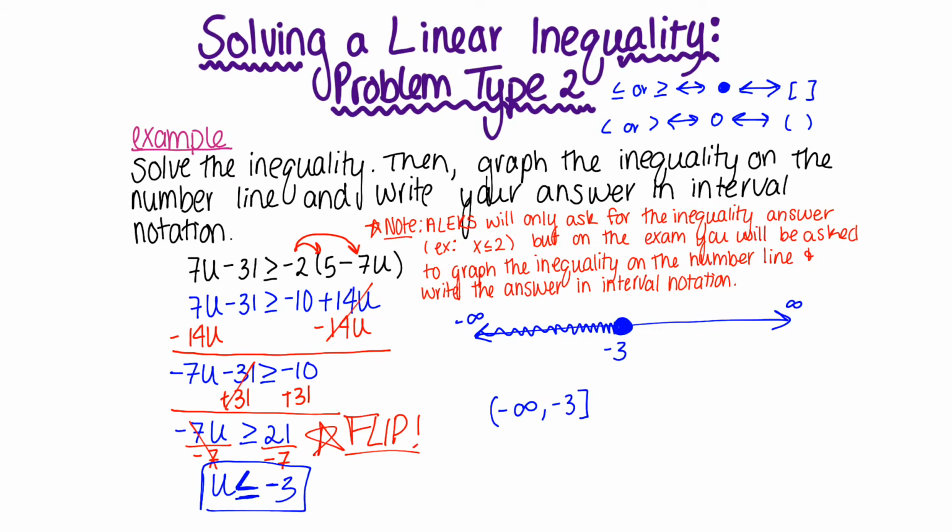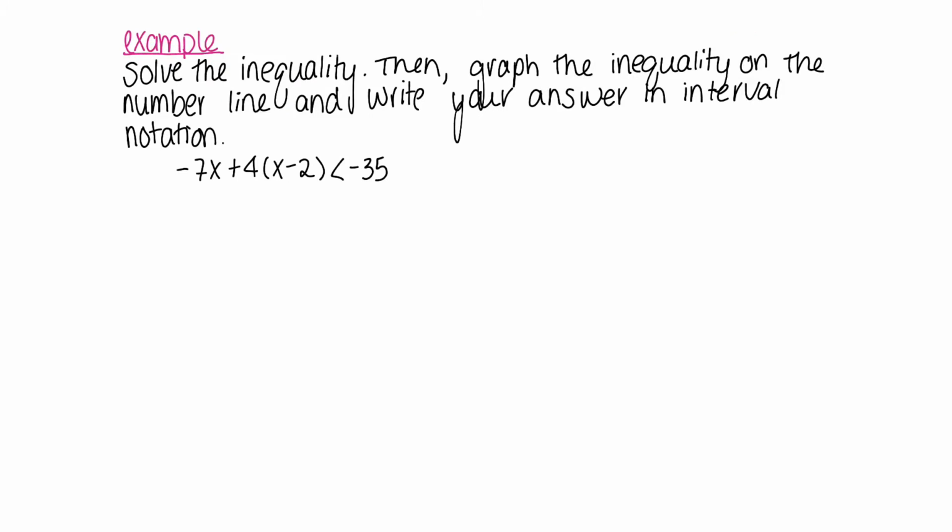Let's try another one. So here we have the inequality negative 7x plus 4 times the quantity x minus 2 is less than negative 35. Once again, we should start by distributing. If you can distribute, you should start there. The negative 7x comes down. 4 times x is 4x. Minus 4 times 2 is 8, is less than negative 35.